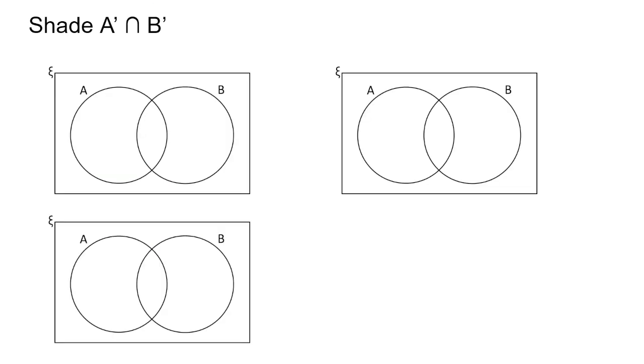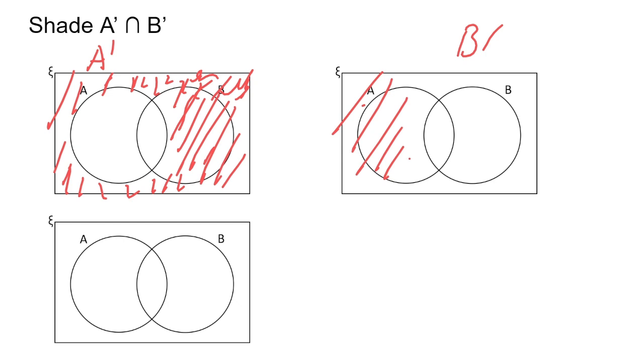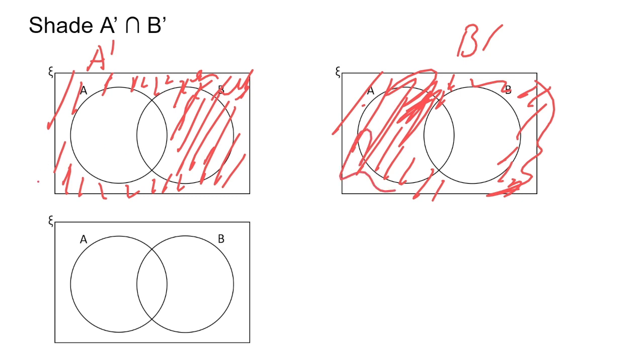Then finally you have A complement intersection B complement. So A complement would just be, again, the outside part. I'm not going to try to work super hard on the shading, but just lines would be fine. Just make sure they're neater than this. And there's B complement, everything that's not in B. And then A complement intersection B complement.